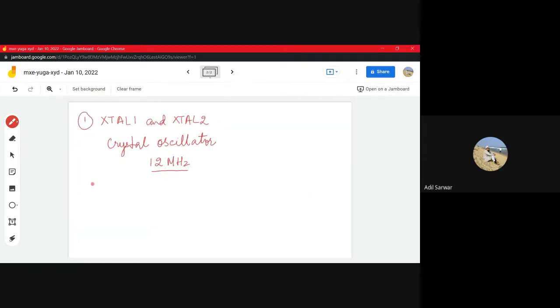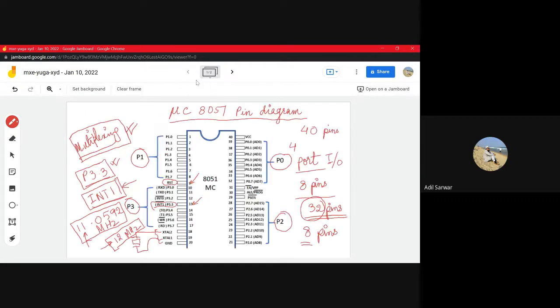Okay. Now let's move forward and take up another pin, pin number 9, which is RST or reset pin. So the second pin is RST, and it is basically the reset pin. As the name refers, reset means what is going to happen.